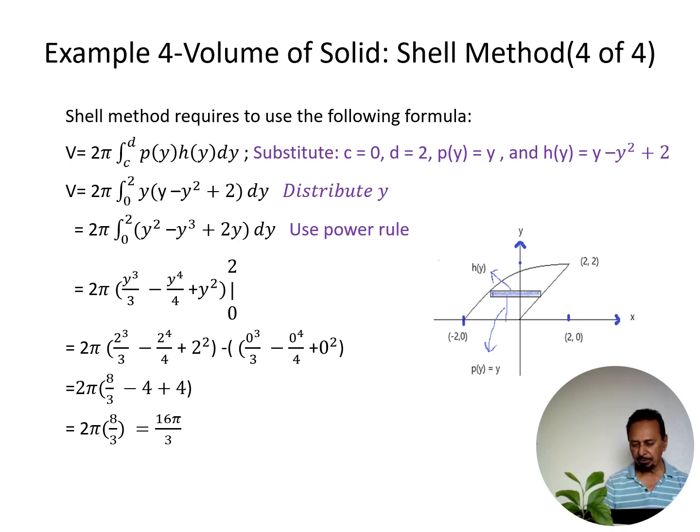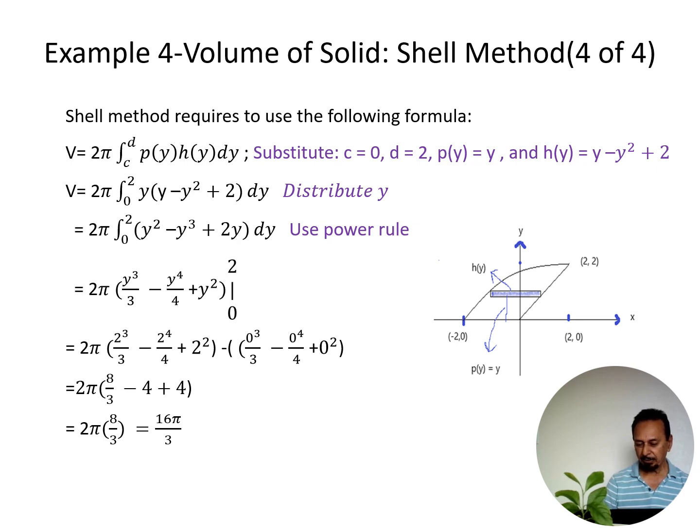So the integral becomes V equals 2 pi times the integral from 0 to 2 of y times (y minus y squared plus 2) dy. Distribute y: y squared, y cubed, and 2y. Now use the power rule of integration: y squared becomes y cubed over 3, y cubed becomes y to the 4 over 4, and 2y becomes y squared. Now we substitute the upper limit 2 first: 2 pi times (2 cubed over 3 minus 2 to the 4 over 4 plus 2 squared), minus the lower limit 0, which goes to 0.